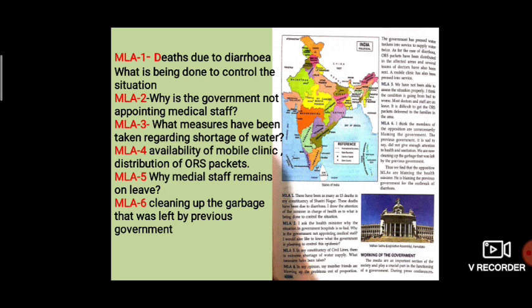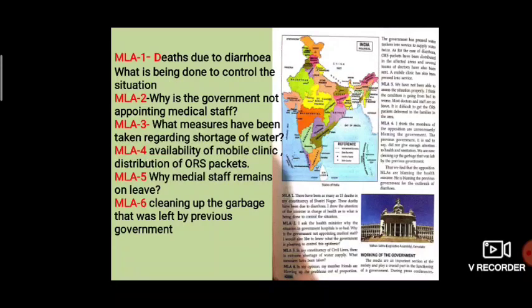Now MLA5 says yes, the medical staff is there, but your staff is always on leave. What is the reason there is no check? He is saying we have not been able to assess the situation properly. According to him, the condition is going from bad to worse. Most doctors and staff are there, but they are always on leave, so it is difficult to get the ORS packets delivered to the families in some of the areas. Now he again debated with MLA4 and gave answers to his response.